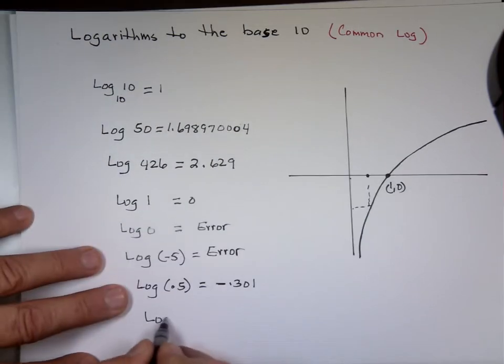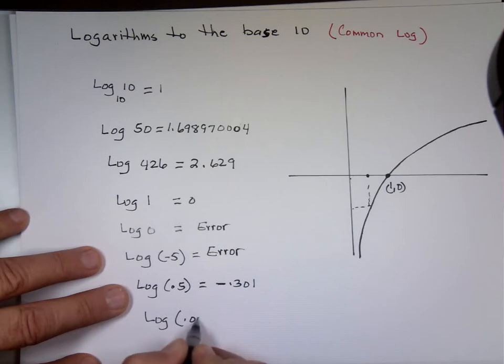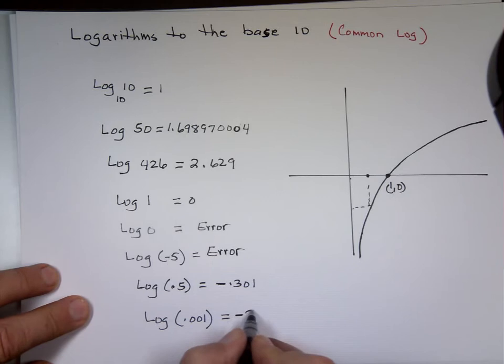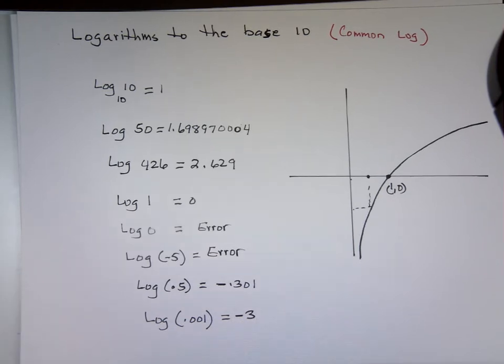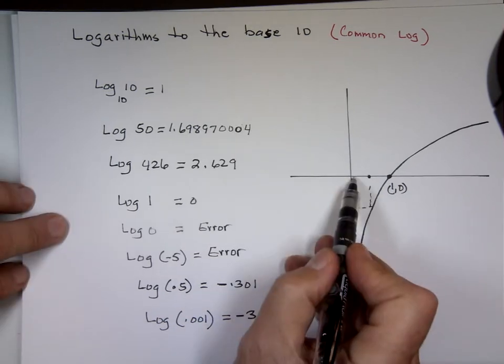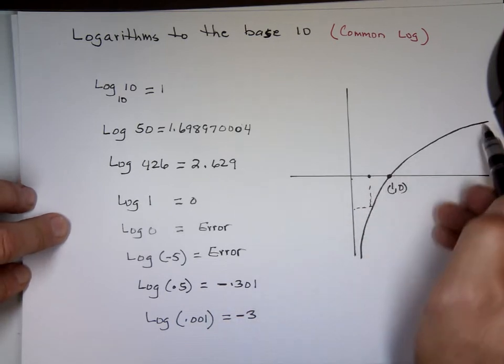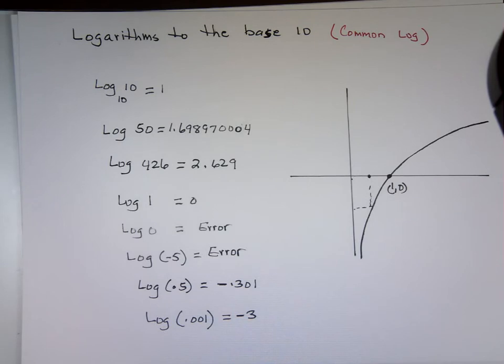What's the log of 0.001? That should be negative 3. So if the number is between here and here, the answer is always going to be negative. If it's more than 1, the answer is going to be positive.